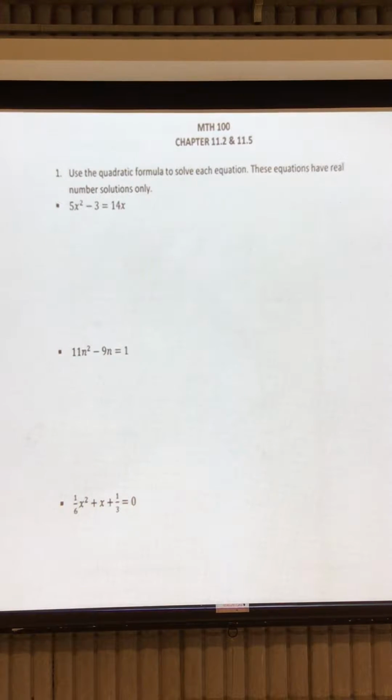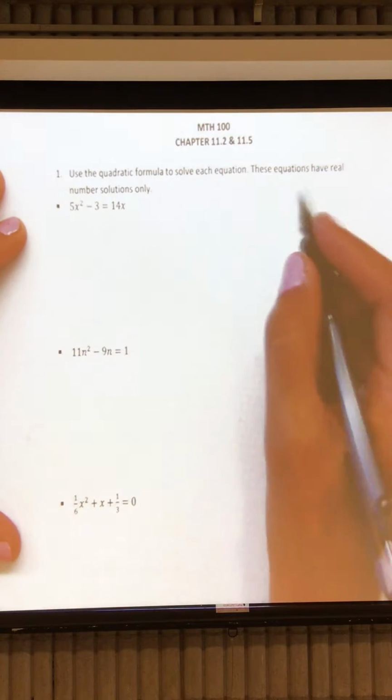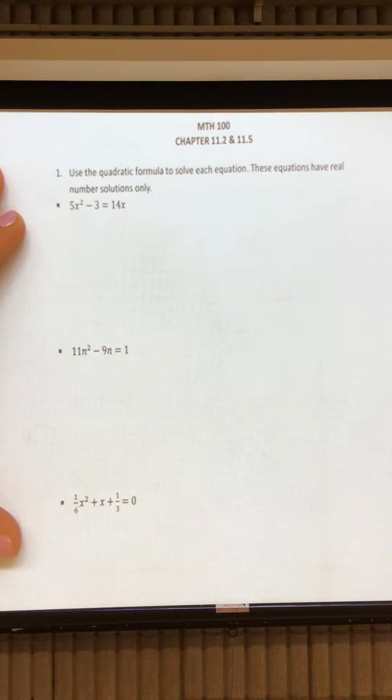Let us begin Chapter 11, Sections 2 and 5. Problem number 1, use the quadratic formula to solve each equation. These equations will have one real number solutions only.